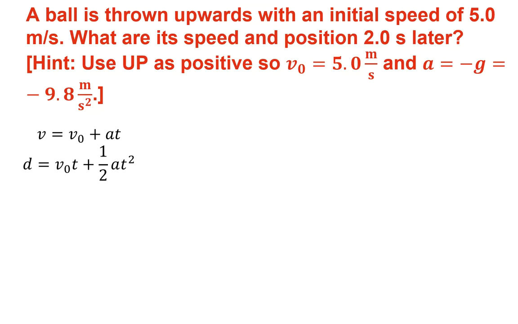Okay, that's the equation for speed. Is that right? It's the equation, if I put in the first one, yeah. Okay, so it should be 5 meters per second plus 2 seconds times minus 9.8.